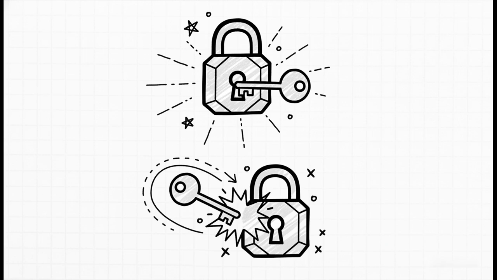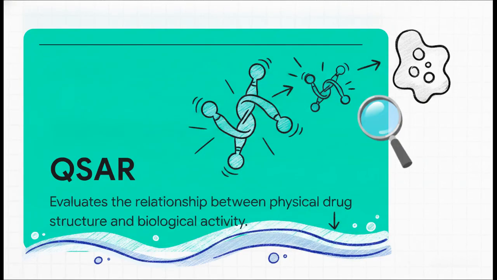A strong score? That means your drug firmly attaches to the disease protein. A weak score means it just bounces right off. To truly understand the strength of this connection, we rely on 3D QSAR. That stands for Quantitative Structure-Activity Relationship. Basically, it evaluates the exact relationship between the drug's physical structure and its biological activity. The crucial thing to remember here is that we want to minimize the binding energy to create the strongest possible interaction.